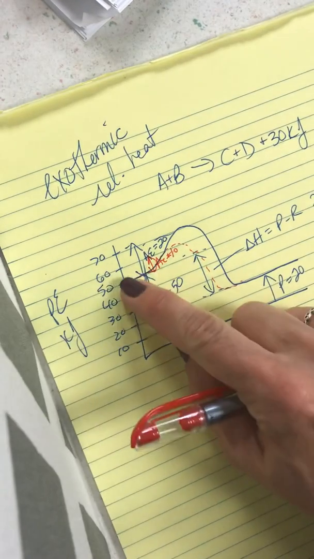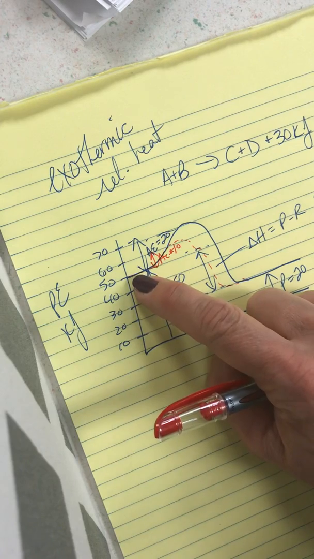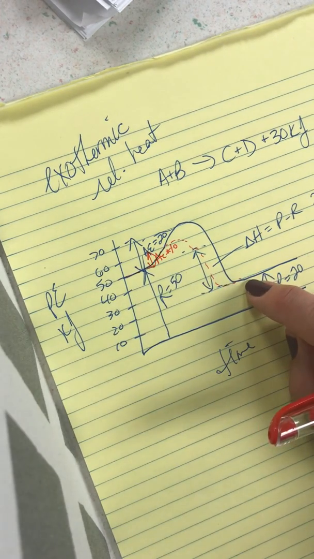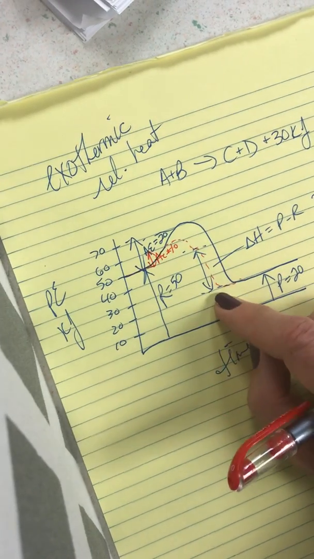So sometimes on part 2, they have you draw in a dotted line to show the effect of a catalyst. Start at the same place, end at the same place, but don't go up as high. Don't add as much activation energy and end sooner.